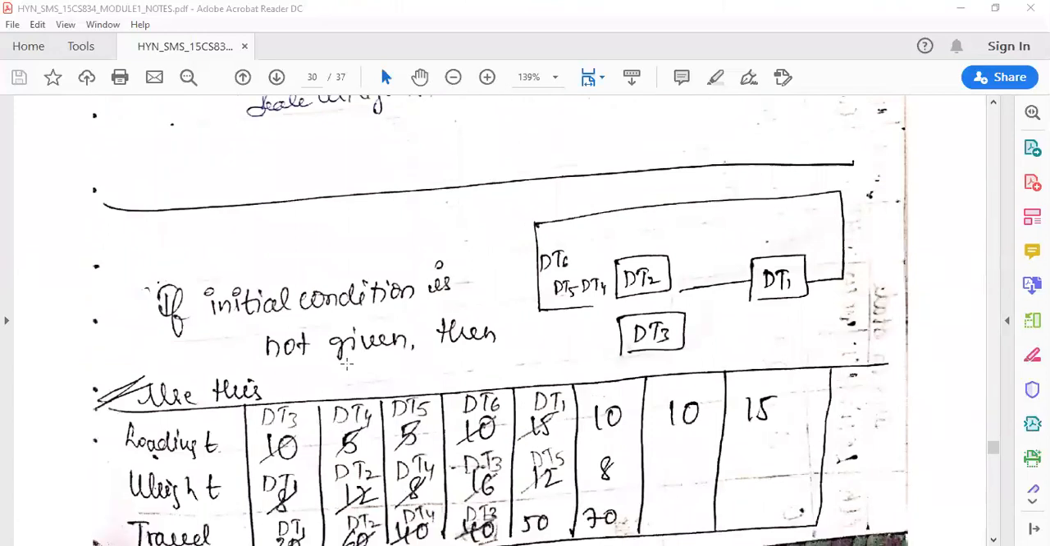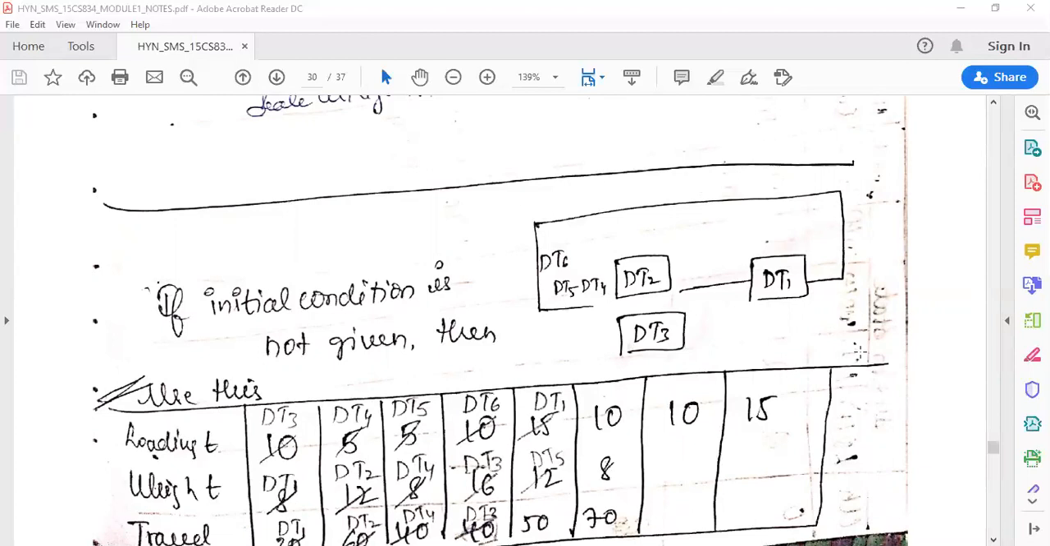If the initial condition is not given, we always assume that there is only 1 truck on the scale and the remaining 5 trucks are at the loader end. By default, the dump truck problem states that 1 truck will be on the weigh scale and the remaining 5 trucks will be at the loader end. So DT1 I have kept on the weigh scale. We have 2 loaders, so I will put DT2 and DT3 on the 2 loaders. DT4, DT5, and DT6 are in the loader queue.